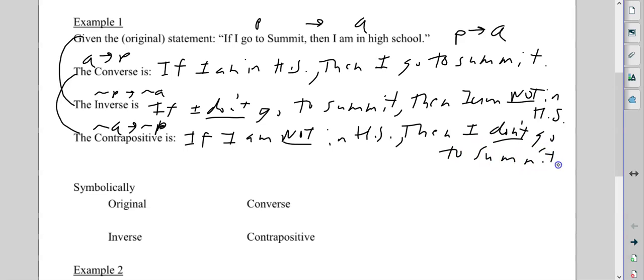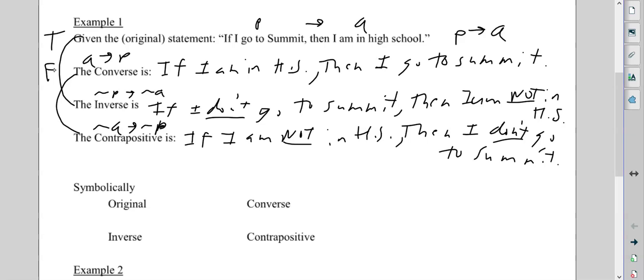Okay? And we can also test the truth and falsehood of these. So if I go to Summit, I'm in high school. Well, that's a true statement. Now, if I said if I'm in Summit, I go to high school, not necessarily. I am in Summit, but I don't go to high school. But basically, this is talking about a student. If I go to Summit for my education, then I'm in high school. That's a true statement. You are a high school student if you're going here. If I'm in high school, then I go to Summit. Maybe, but not necessarily. So that's a false statement. Just because you're in high school does not mean you go to Summit. There's plenty of other high schools.